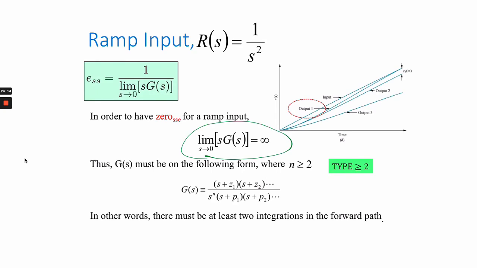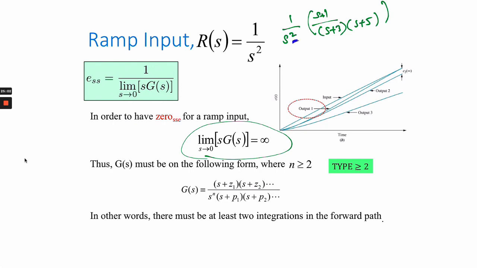What we can do is, when we have a system, let's say we have a power of 2, and then we have another term, let's say (s plus 1) over s squared times (s plus 3)(s plus 5). So this is actually a system type 2, because we have the power of 2 of s here.